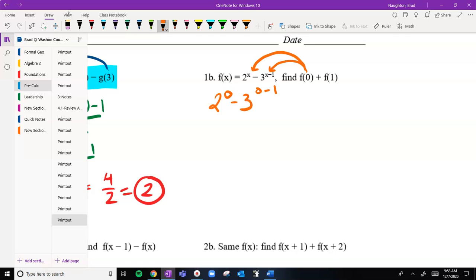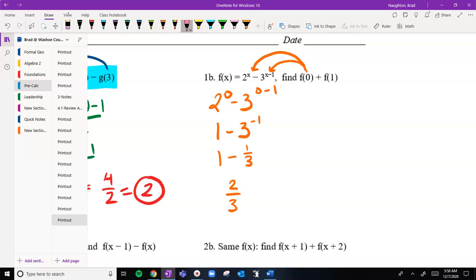So anything to the 0 power is going to be 1, so that 2 to the 0 is going to just turn into 1. And this is going to be minus 3 to the 0 minus 1, which is going to be a negative 1. Now when it's a negative exponent, that's going to flip it to go to the denominator. So it's going to be 1 minus 1/3. And so 1 minus 1/3 is going to give us 2/3.